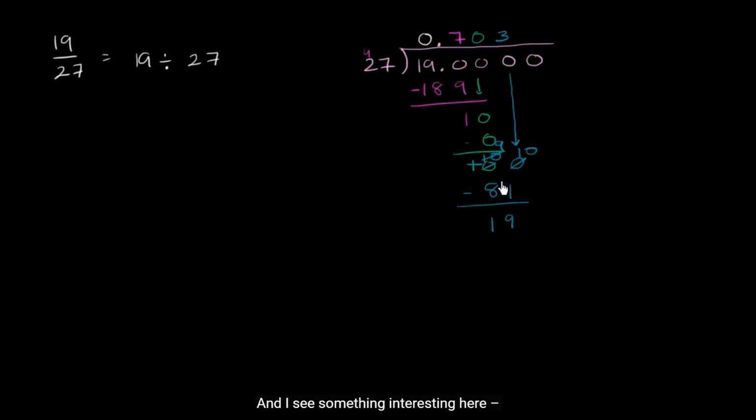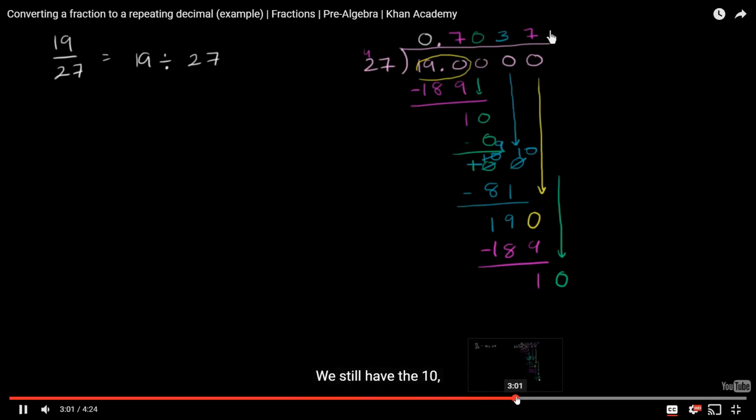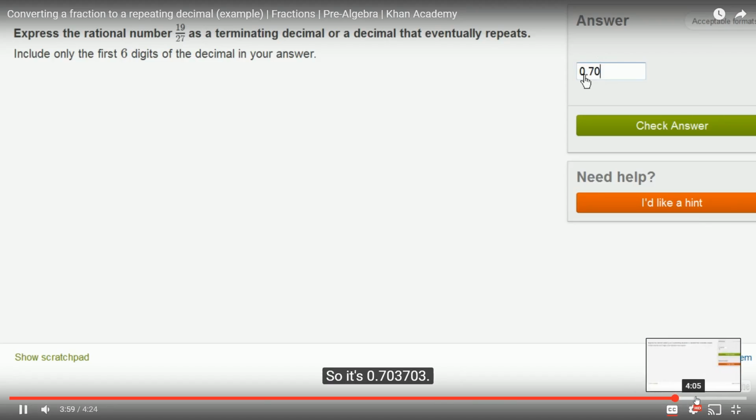And then I see something interesting here, because we bring down our next 0. We see 190 again. We saw 190 up here. But let's just keep going. So 27 goes into 190 7 times. We got the repeating decimal part.